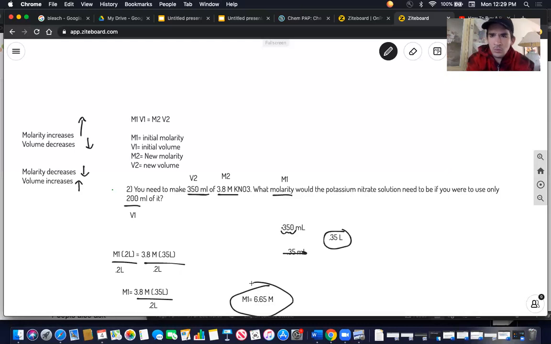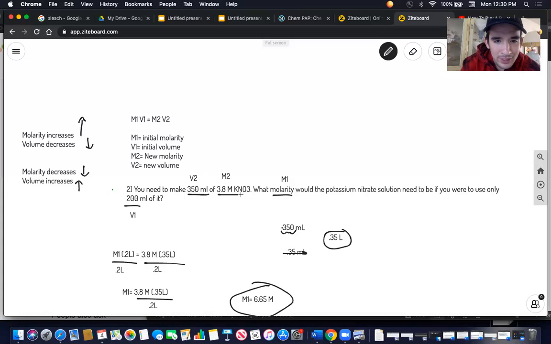Okay, so let's check our work. We have V2 is bigger than V1, so volume increased. Ooh, we did something wrong here. Volume increased. Oh, no, we didn't do anything wrong. So volume increased. We went from 200 milliliters to 350 milliliters. M2 is 3.8. So if volume's increasing, molarity needs to decrease. So according to M1, I have 6.65 molar, and then M2 is 3.8. So that means I went down.